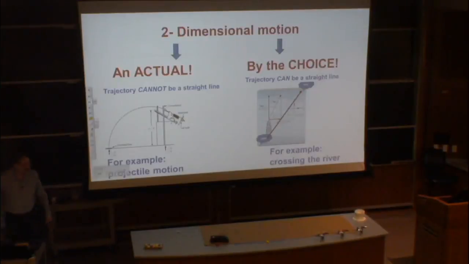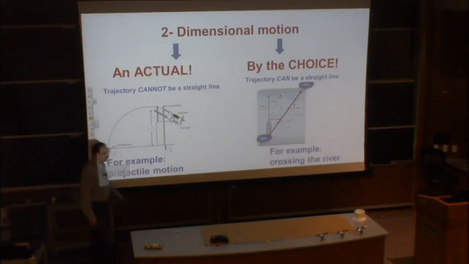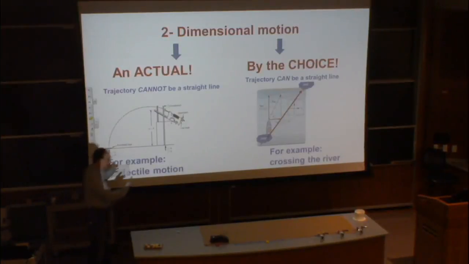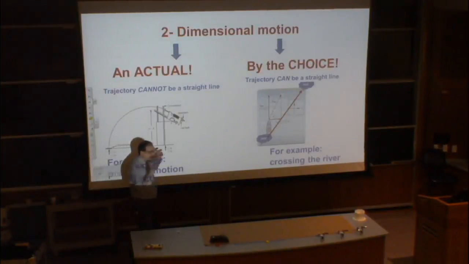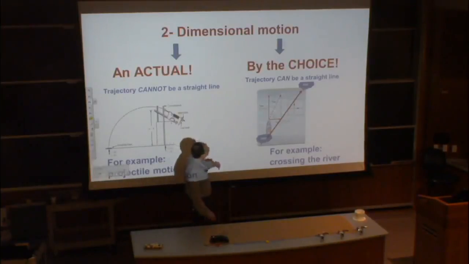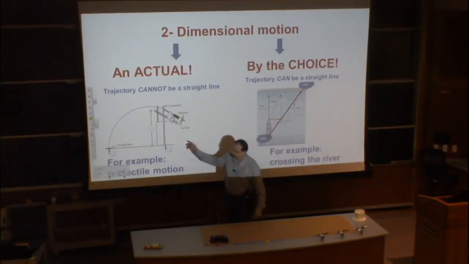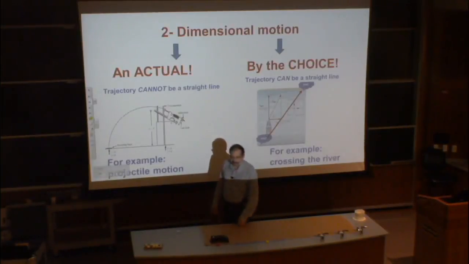Well, now we're going to talk about two-dimensional situations. First, again, we need to see the difference between the actual two-dimensional situation and a quasi, pseudo one, by a choice. Here, the projectile motion is the actual two-dimensional situation. Why? Well, because the trajectory is not a straight line.